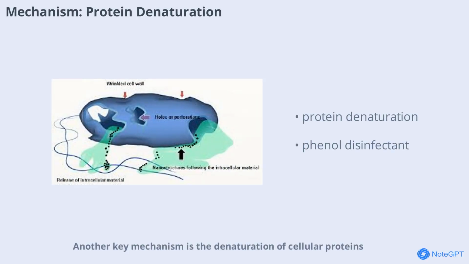Another key mechanism is the denaturation of cellular proteins. Disinfectants like alcohols and phenols, including chlorocresol and chloroxylenol, disrupt the structure of cell wall proteins and enzymes. Popular products such as Dettol and Lysol use these compounds to effectively kill microbes on surfaces. By altering protein structures, these agents render microorganisms inactive and unable to reproduce.